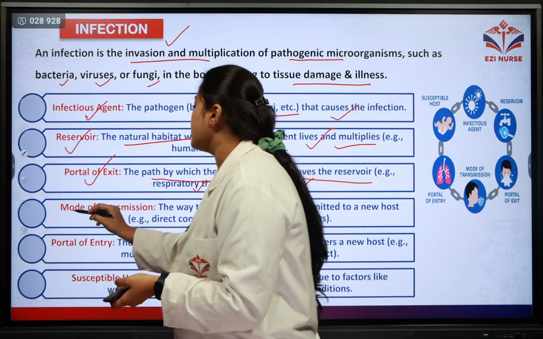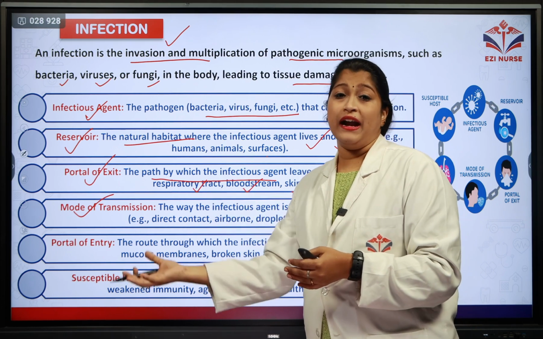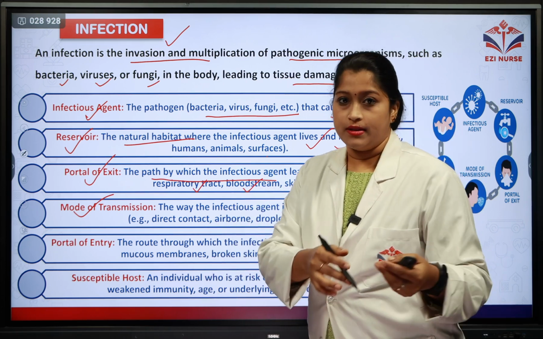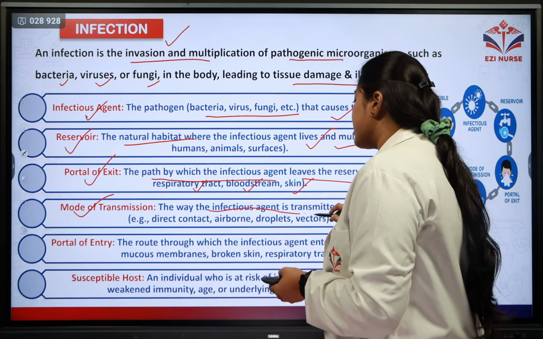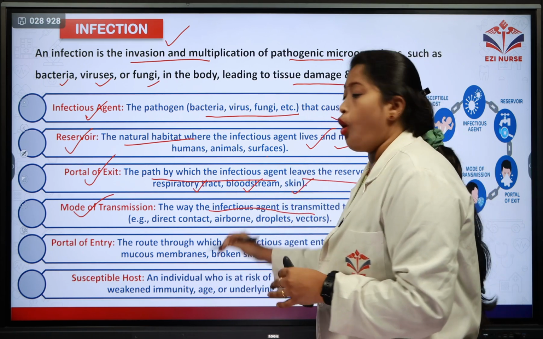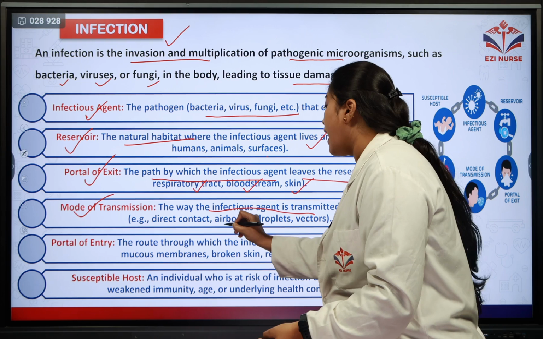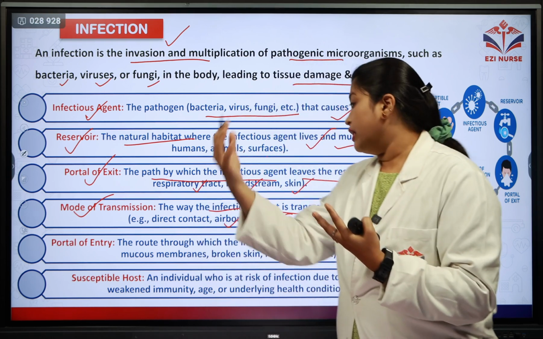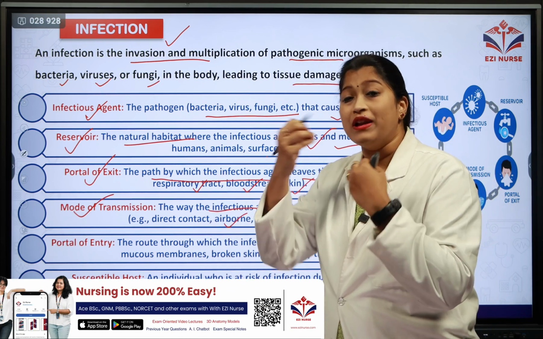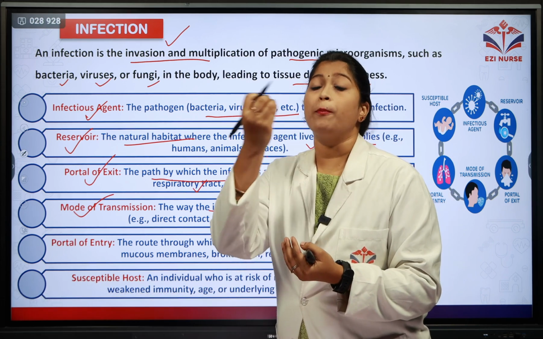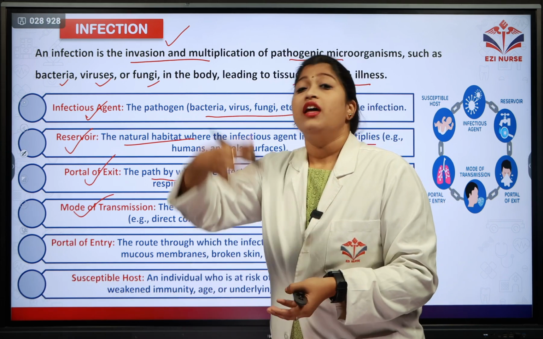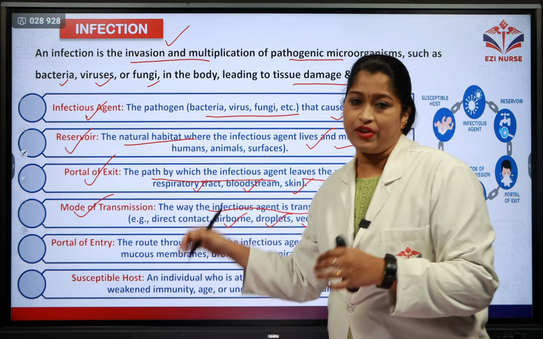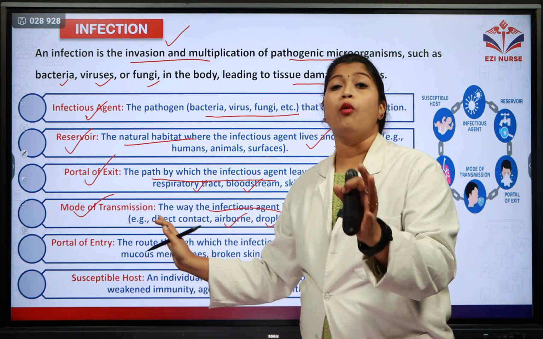The next link is the mode of transmission. How it is spreading from one person to another person, or from one non-living thing to another person. It is the way the infectious agent is transmitted to the new host. It might be through direct contact, airborne, droplets or vectors. It can be through direct touch, airborne transmission, or droplet transmission. If you are speaking and the droplet from your mouth has the infectious agent, and somebody else inhales it, that becomes the droplet mode of transmission. These are the examples for mode of transmission.